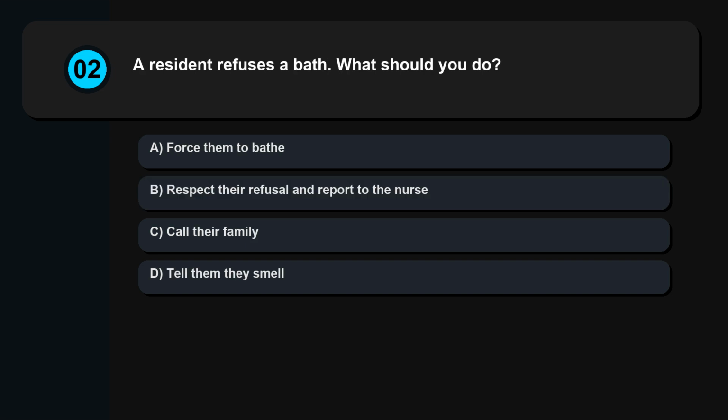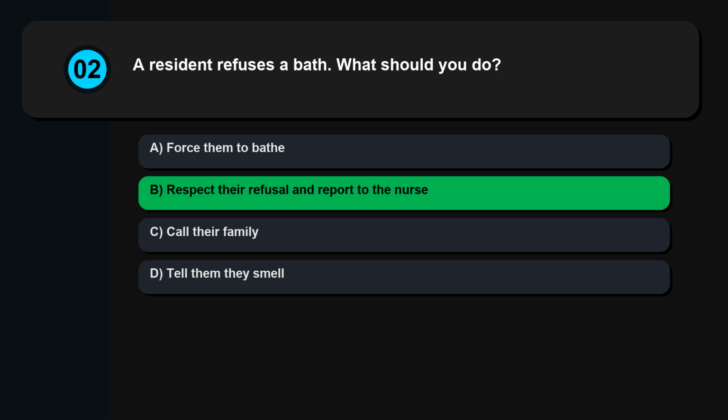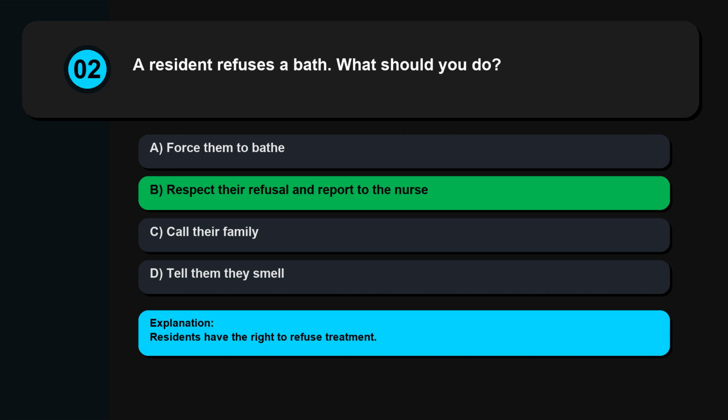Question 2. A resident refuses a bath. What should you do? Force them to bathe. Respect their refusal and report to the nurse. Call their family. Tell them they smell. Residents have the right to refuse treatment.